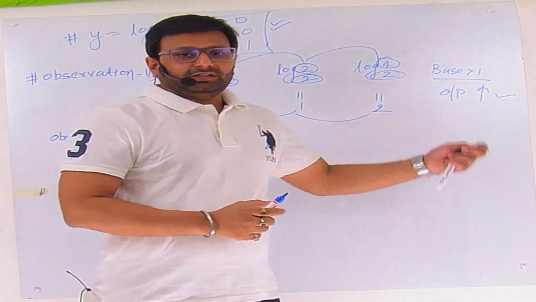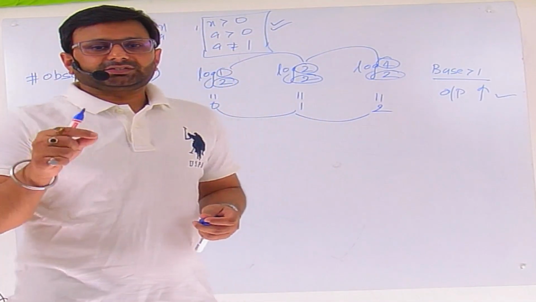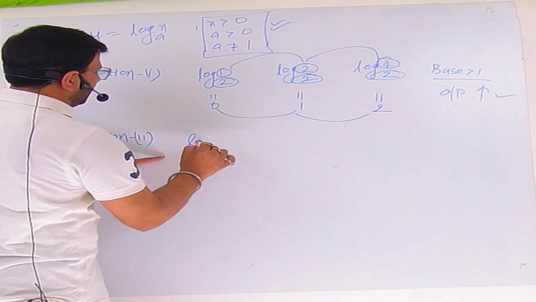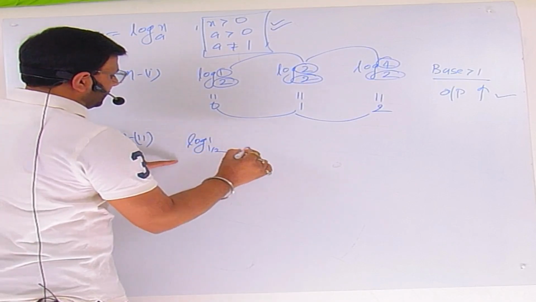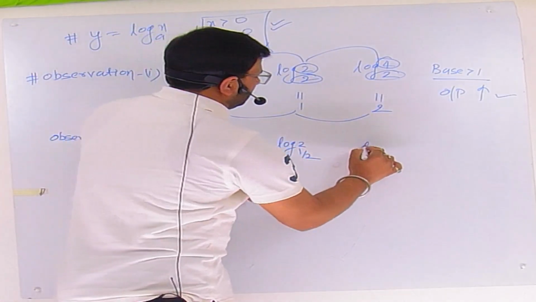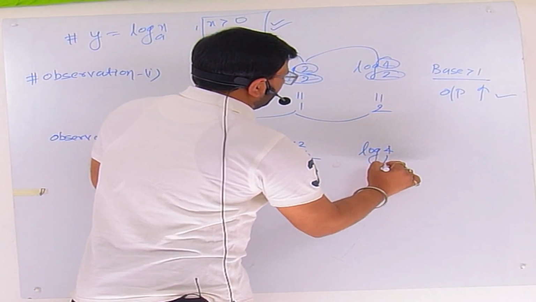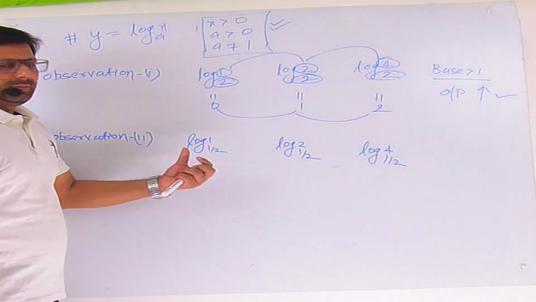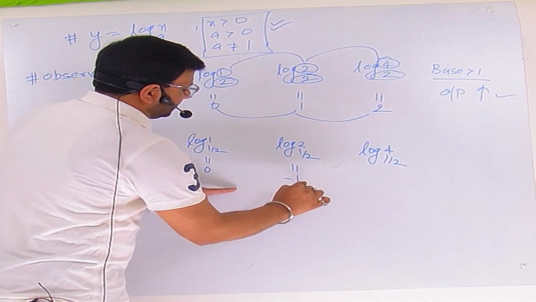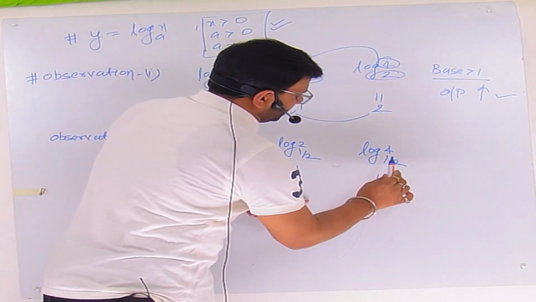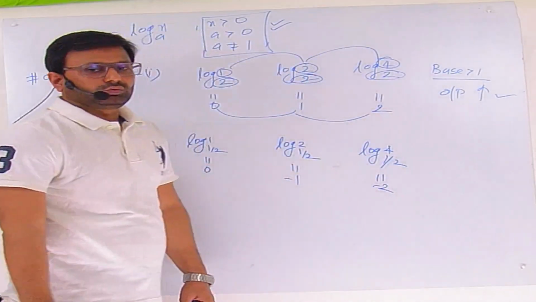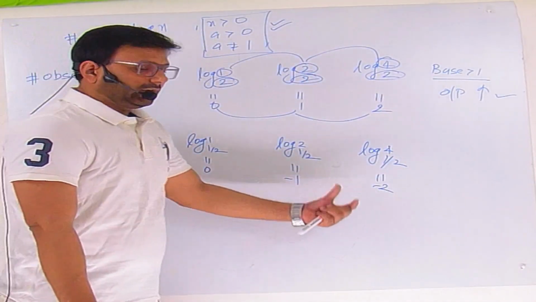I will take the same expression, but I will take the base less than 1 but greater than 0. So I am writing log 1 base 1 by 2, log 2 base 1 by 2, log 4 base 1 by 2. What will be the output? The output here is 0, here the output is minus 1, and here, since 4 is 1 by 2 to the power minus 2, the output is minus 2. What is the important point here?